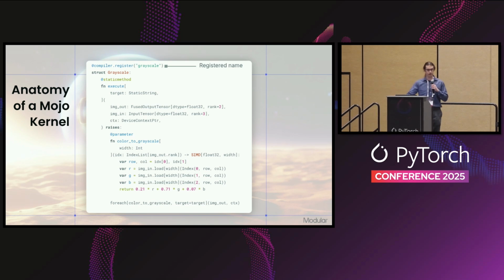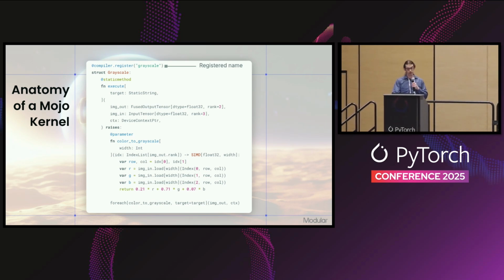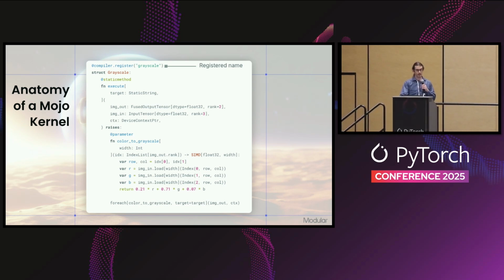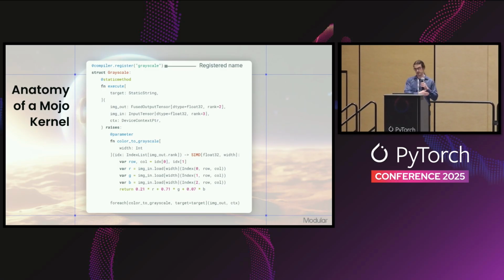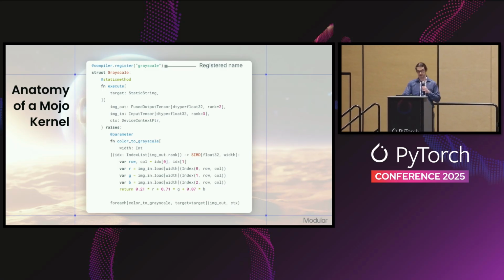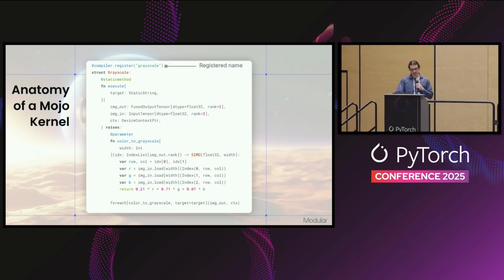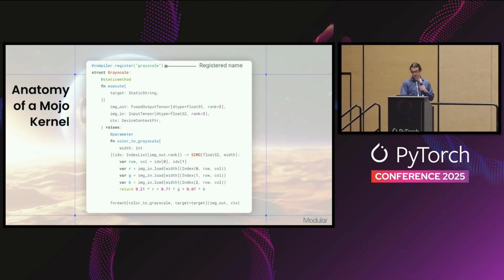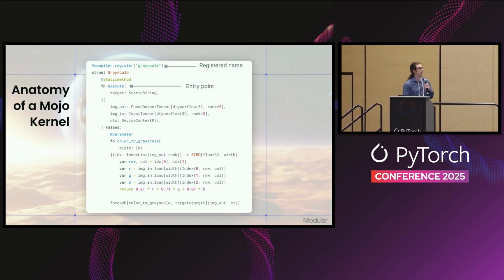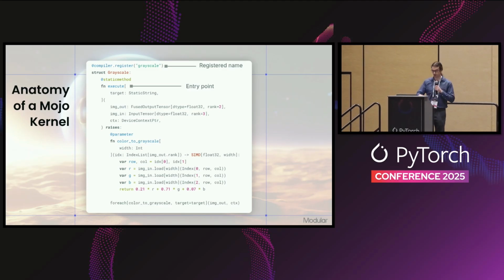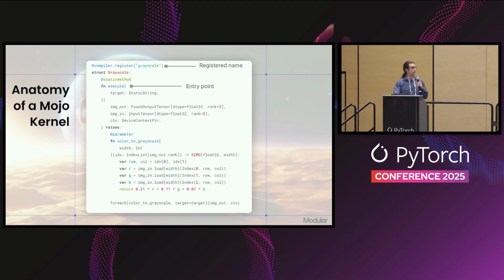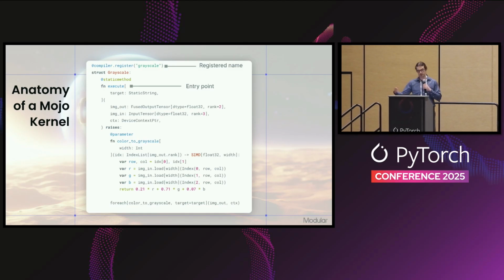This is just a decorator that associates a name to your kernel. And that name is what you're going to use to refer to this thing from the PyTorch level or from our Max Graph API if you'd prefer to use that. All kernels are structs with at least one method, this being the execute method. Execute is the entry point into our kernels, so it contains obviously all the code that is going to be executed when you call into the kernel.